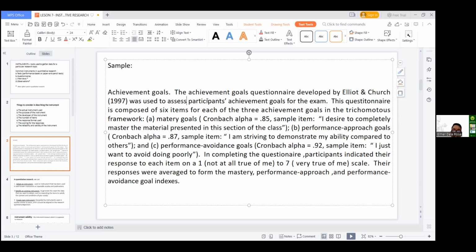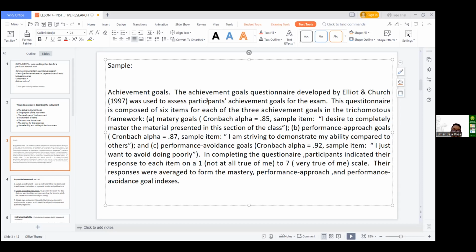So in each of the scale, naglagay siya ng Cronbach alpha as a measure of reliability. By and by, we will talk about it. And then, mayroong sample item para magka-idea yung reader na, yun pala yung sabihin ng mastery goals. So, without looking at the appendix part of the paper, magkaka-idea na si reader na itong mastery goals ay mayroong 6 items at ang sample item ay ito at ang alpha coefficient niya ay mataas, 0.85. And so on and so forth.